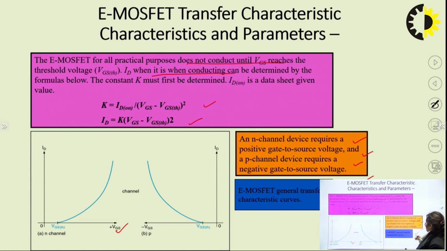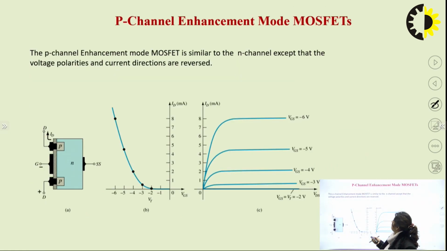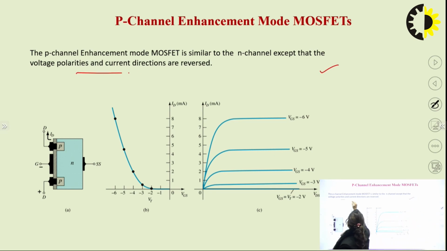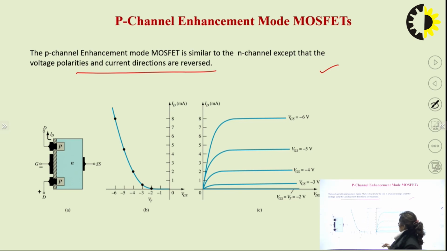So the E MOSFET general transfer characteristic curve shown on the left side will give you an idea about the N channel type of enhancement MOSFET and the P type of channel enhancement MOSFET. So we have the P channel enhancement mode MOSFET. The P channel enhancement mode MOSFET is similar to the N channel, except that the voltage polarities and the current directions are reversed. So both are the same, only the directions have been changed.